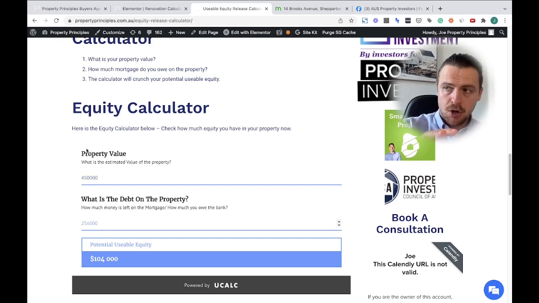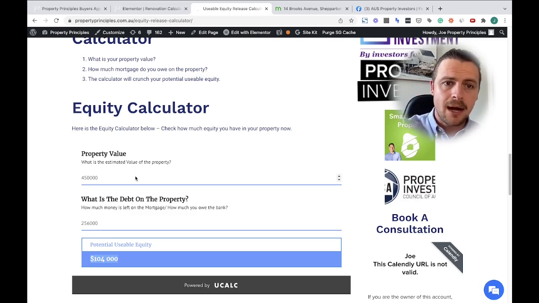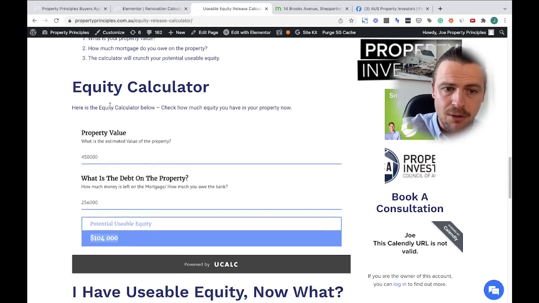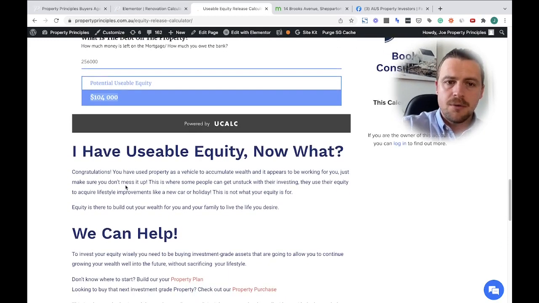So we bought this property. We renovated this property. We bought it for $320,000. We renovated it, got the value up to $450,000. We used our usable equity calculator and we just got our deposit back. We can then use this equity and put it into another property. So that is the power of leverage. That is the power of utilizing the equity that you have in your property. And it gives you a bit of an example of what you can do. So that's an amazing way to show you how it all works.